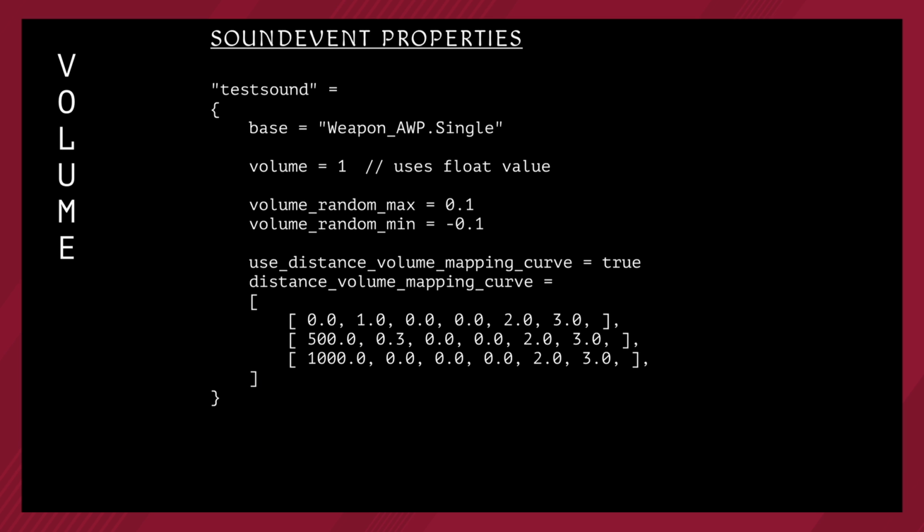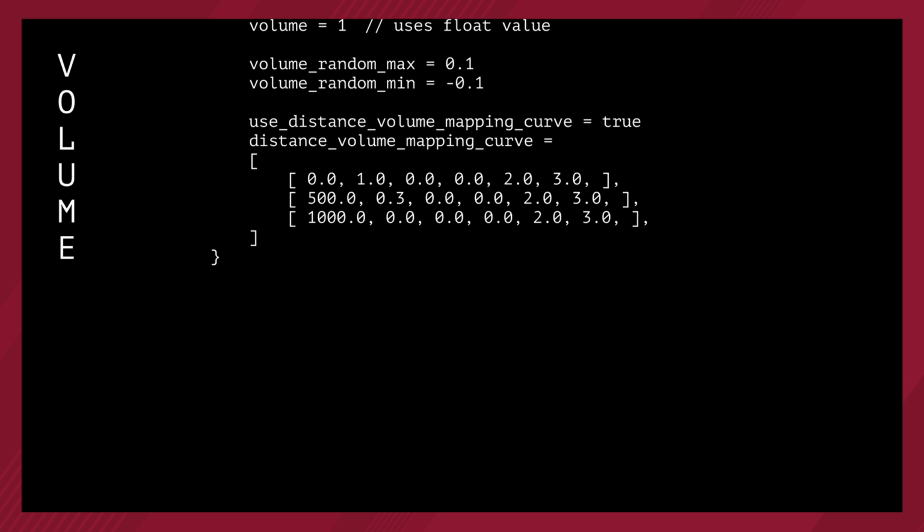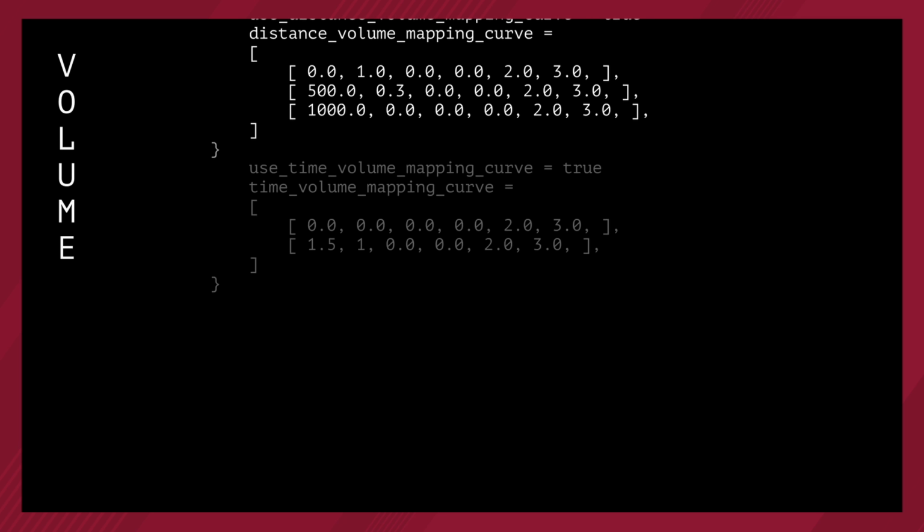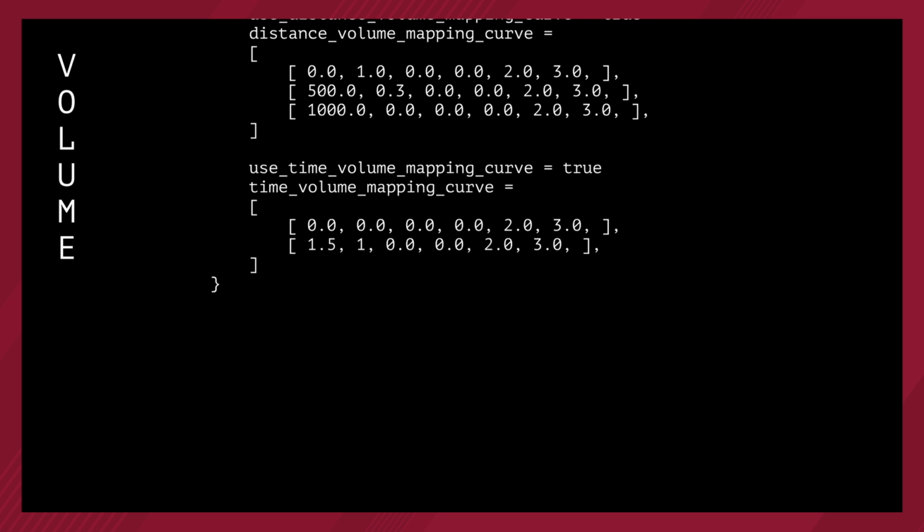These next two properties work together to function as a fade-in curve called time volume mapping curve and use time volume mapping curve. And what's nice about this is that you can have a fade-in apply to a randomized pool of assets, and you don't need to print the fade-in on the asset itself. This fade-in curve will handle that.